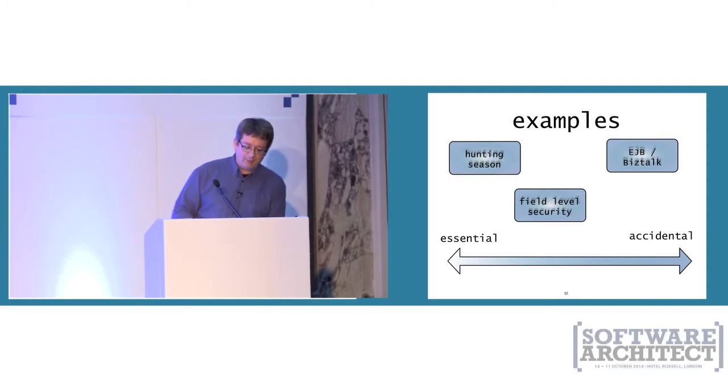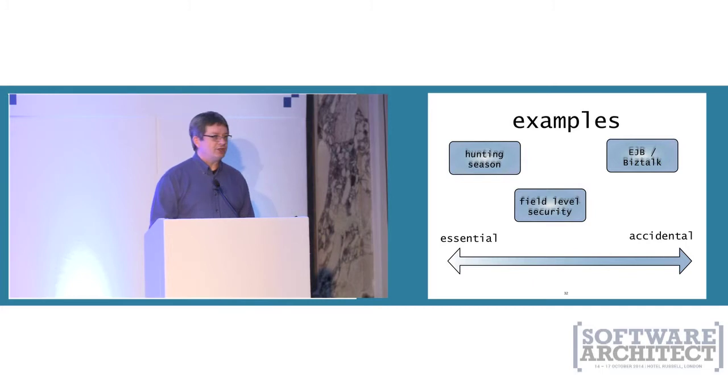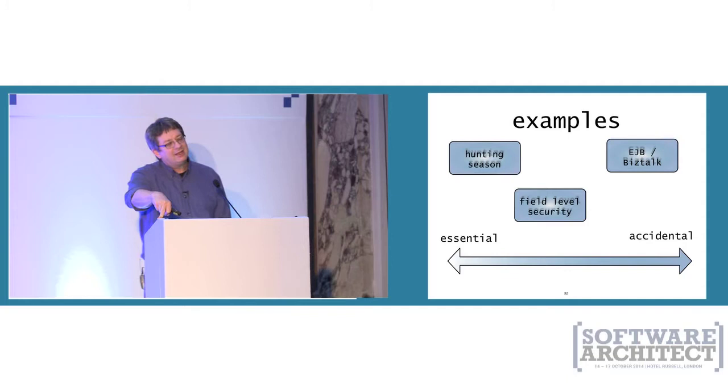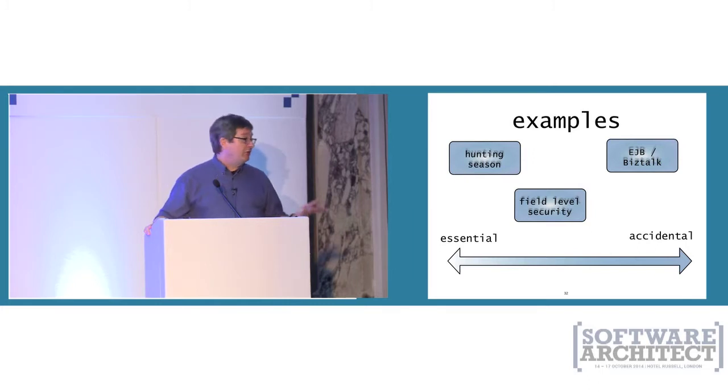The first famous example of this was hunting season. In the original Extreme Programming Project, it was a human resources project for an auto manufacturer that had facilities in multiple cities, multiple states. And one of the union representatives for one of the auto manufacturing facilities had a special clause built into their contract that said all their employees got the first day of hunting season off as a paid holiday. It's a really clever union guy.